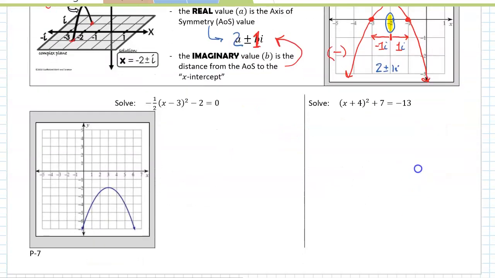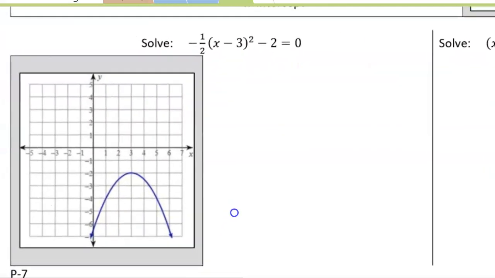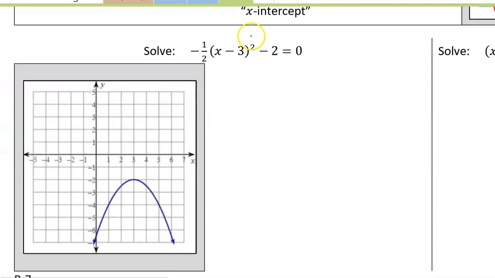So let's take a look at another example, kind of using this idea. Let's look at the graphical approach here. Let's actually see what the answer looks like. Here is my quadratic negative 1/2 (x minus 3) squared minus 2 is equal to 0. We're going to go ahead and reflect this up. So I'm going to grab some points and reflect them up. And we see right here and right there is my quadratic.